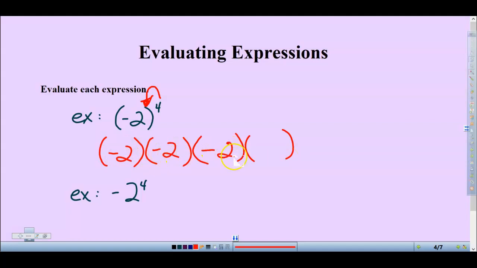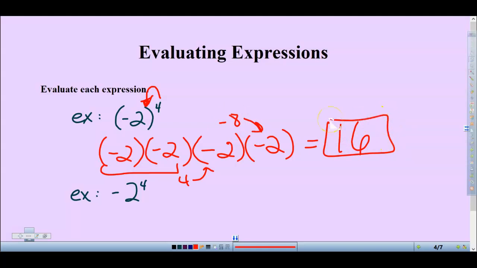So we have that -2 inside each set of those parentheses. -2 times -2, well, that's +4. And then we have 4 times -2 is -8. And -8 times -2, that's +16.